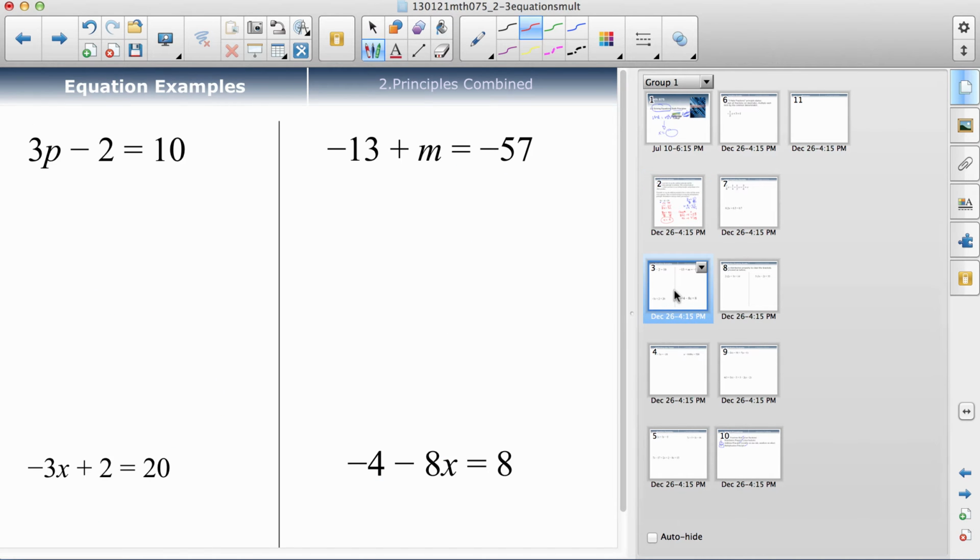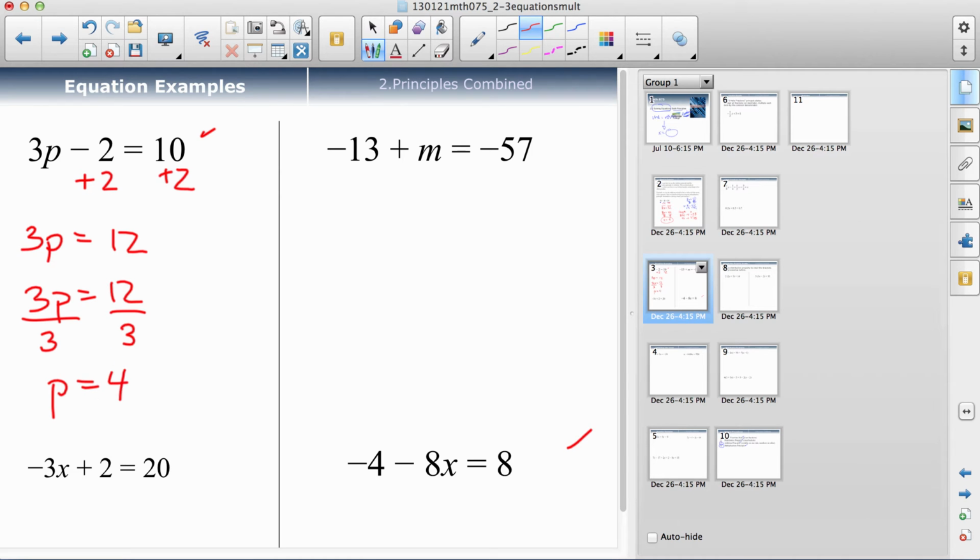Let's try a couple of these. I'll maybe try this one here and maybe this one down here. Again, I've got multiple terms with a number in front of the variable. I'll use the addition subtraction principle first. So add 2 to both sides. This side I have 3p, this side I'll have 12. Now I'll take each side and divide it by whatever's out front there. Okay, that's our multiplication or division principle. 3's are a factor of 1, they're eliminated. 12 divided by 3 is 4.